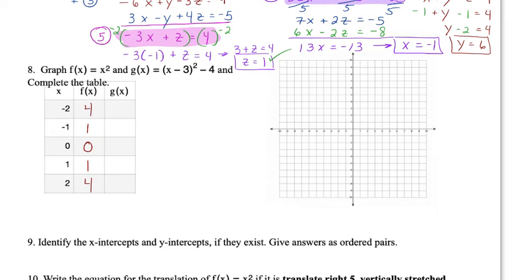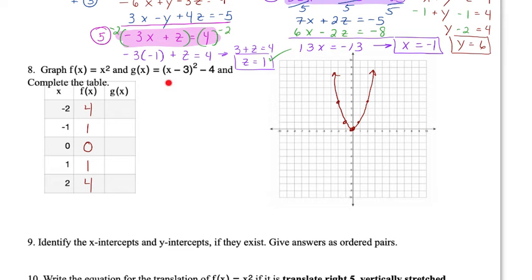All righty. So let's go ahead and graph him. 0, 0, 1, 1, 2, 4. No surprises there. Let's draw him. Now, this next part, it says now we got a graph, g of x, and complete the table.